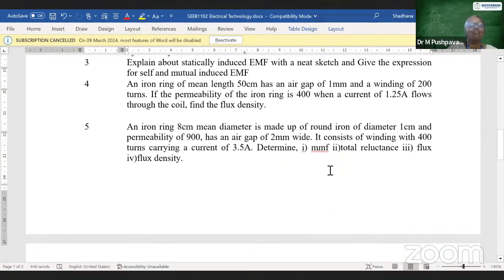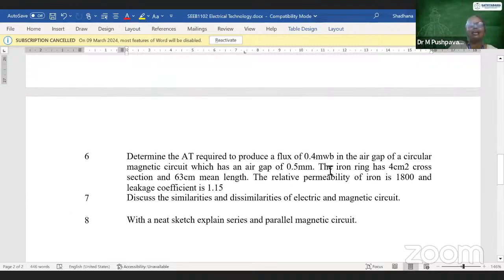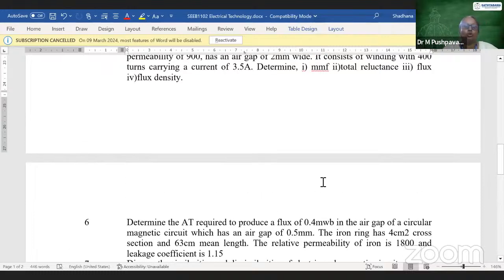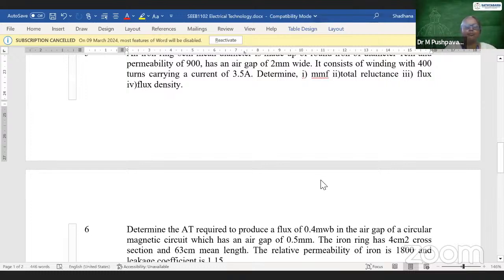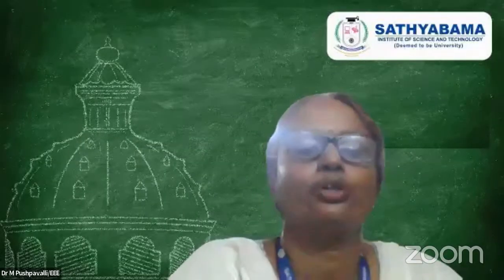Okay, and then we have some problems. The last one is: discuss the similarity and dissimilarities of electric and magnetic circuit, and with a neat sketch, explain series and parallel magnetic circuit. Series and parallel magnetic circuit, I will explain to you. Now I will show you the problem and we will solve this problem.